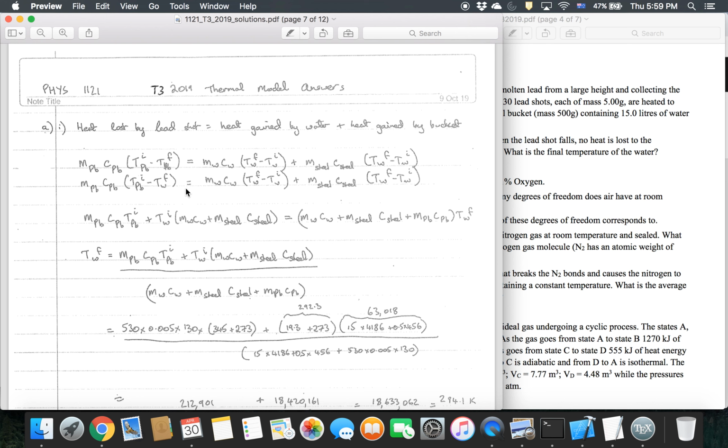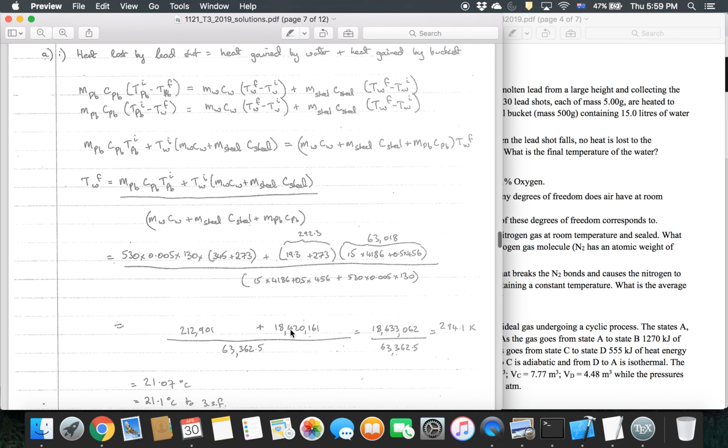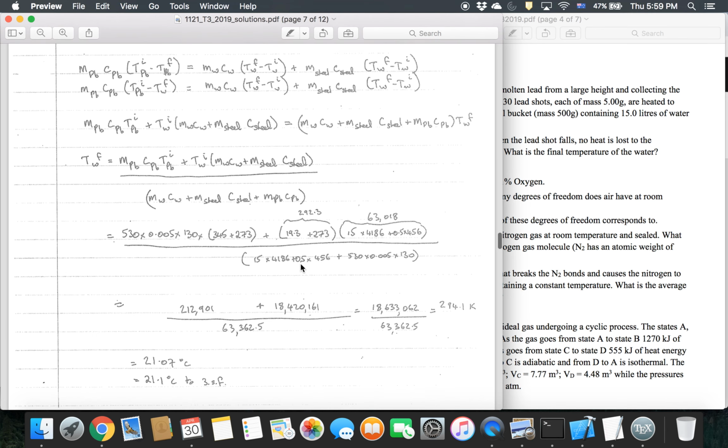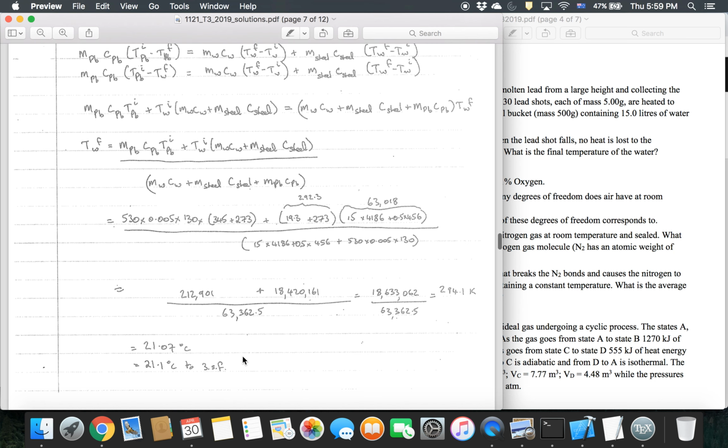So all you have to do is just a lot of algebra. It's not the prettiest looking question, but there's no more physics in this. You just rearrange everything, get T final for water as the subject, and then sub in all of the numbers, and pray to God you typed in your calculator correctly, and the final temperature is 21.1 degrees Celsius.